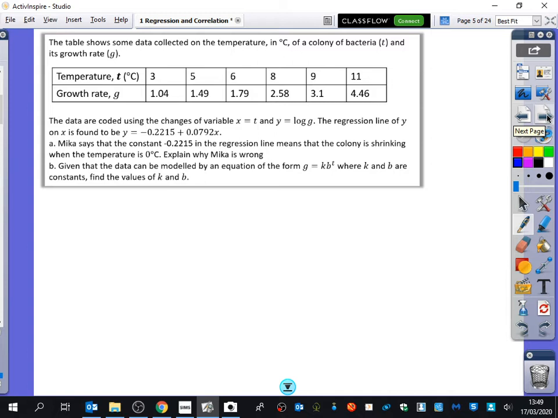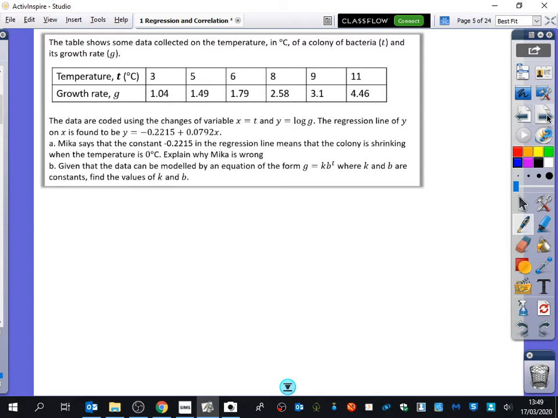Okay, so let's actually have a look at an example that we've got here. It says, the table shows some data collected on the temperature in degrees centigrade of a colony of bacteria and its growth rate is G, okay? So you can see what happens to the growth rate as the temperature increases. It's increasing, yeah, so it makes sense. You know that if something is warmer, the growth rate of a bacteria will be higher. But actually, you can also see, roughly, it looks like it's probably going to be a kind of an exponential model. It looks like some of the gaps as you go up are getting a bit bigger, I think.